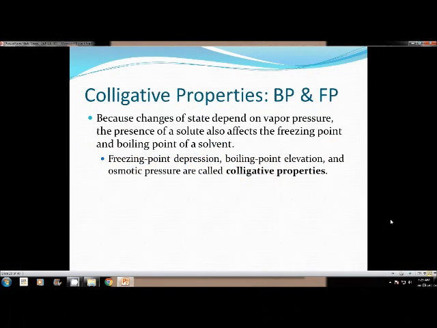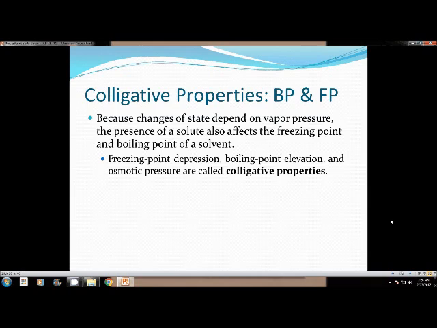In the last level of Chapter 11, we are going to talk about colligative properties, specifically boiling point, freezing point, and osmotic pressure. These are not necessarily covered on the AP exam, but you're supposed to know the prior knowledge to it. So we're just going to quickly go over it.